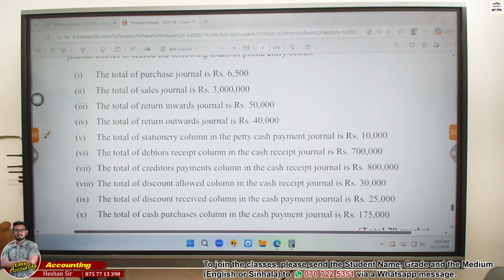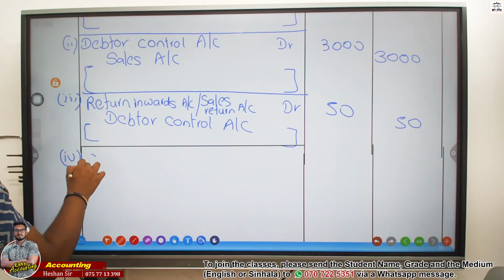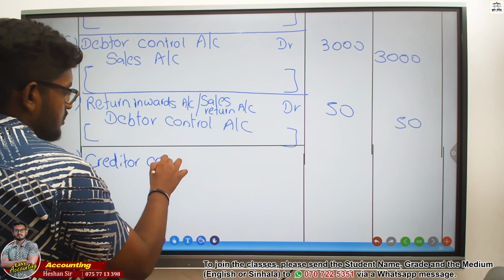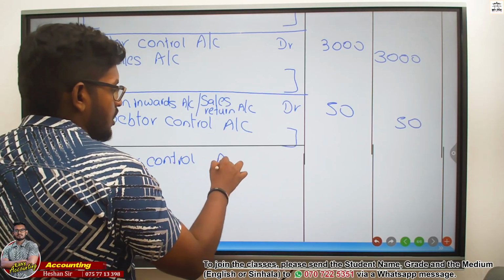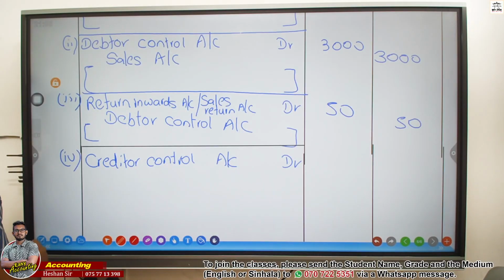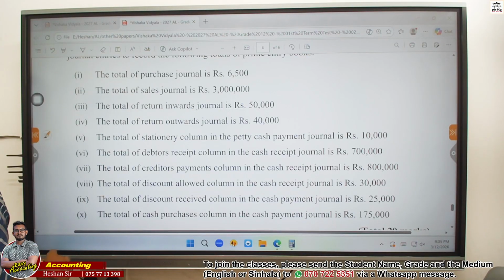Roman number 4. The total of return outwards journal is 50. Creditor control account debit. How much? It's 40, right?